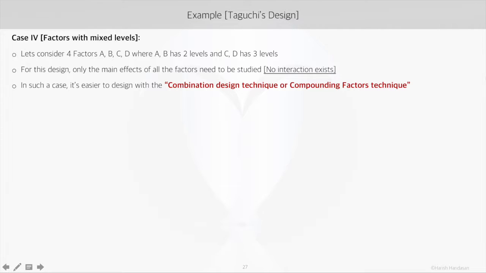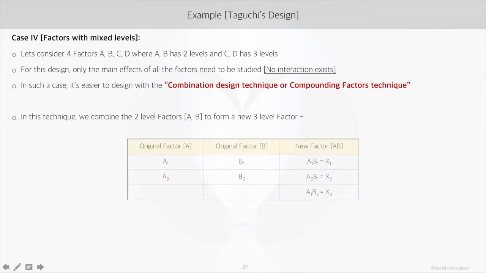So if we do not use a dummy level to convert a two level factor to three level, then how do we manage the conversion? So in this technique, what we do is we combine the two level factors, that is A and B, to form a new factor which will have three levels.